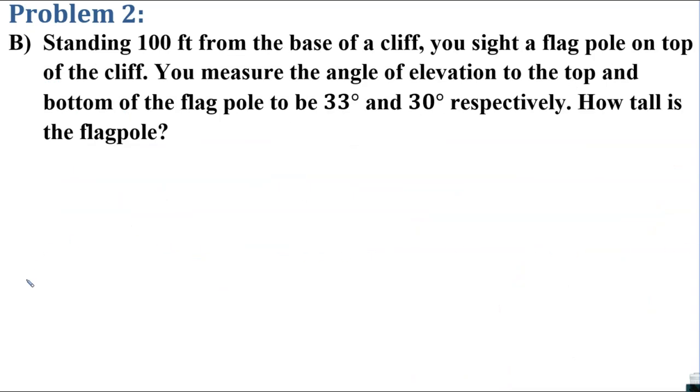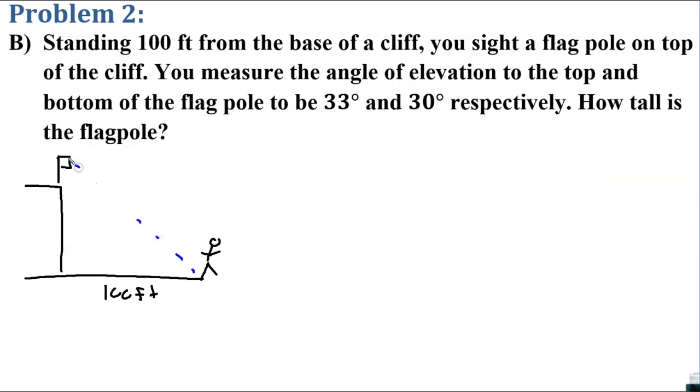All right, let's draw up problem B. So standing 100 feet from the base of a cliff, so we are 100 feet away, you sight a flagpole on top of the cliff. So we've got another flagpole. You measure angles of elevation to the top and bottom of the flagpole to be 33 and 30 degrees respectively. That respectively just means 33 goes with the top, 30 goes with the bottom. Let's draw that out. So from our measurement to the top of the flagpole, we've got 33 degrees. That'll be the bigger angle. And then to the bottom, we've got 30 degrees.